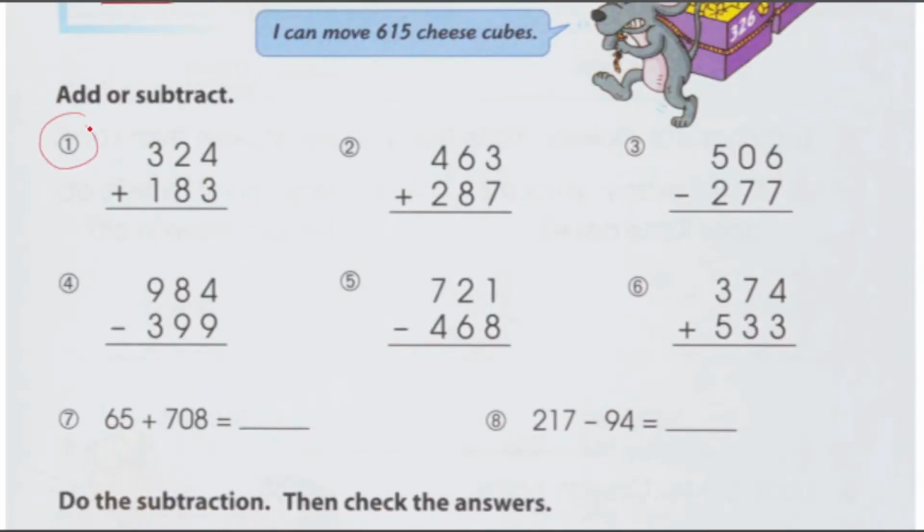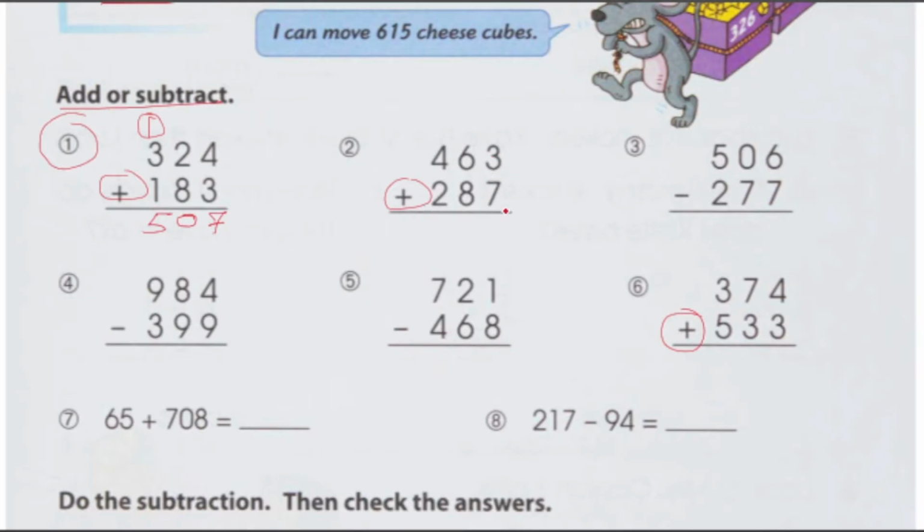Well, this is the first question, and now we have to do addition and subtraction. Some questions are addition, like this one, this one, and this one, and these are subtraction questions. So we'll start from the first question. 4 plus 3 is equal to 7. And 8 plus 2 is equal to 10. Write 0 over here and carry 1 to the 10th place. So 3 plus 1, 4. 4 plus 1, 5. So the answer is 507.